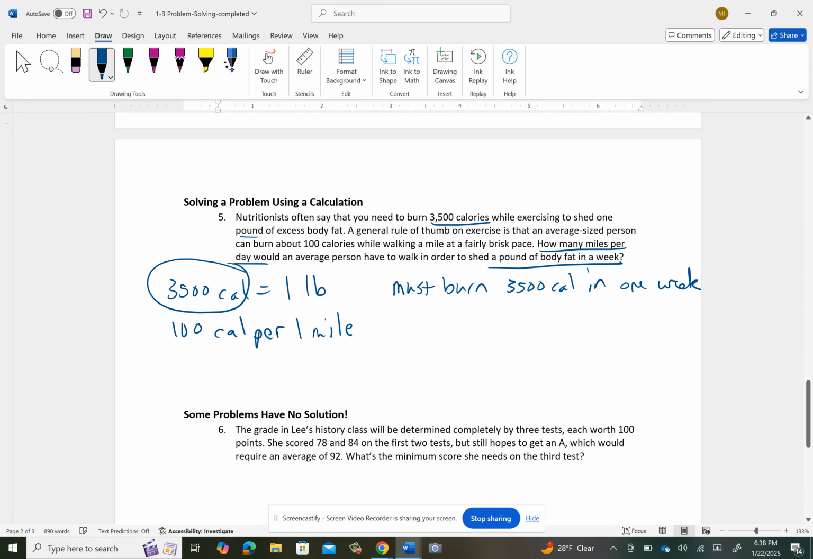Okay. And then it says they can burn 100 calories while walking a mile at a fairly brisk rate. So let me take the 3,500 calories, because I'm trying to lose a pound of body fat in a week, and to lose it I'd have to burn 3,500 calories. And if I divide 3,500 calories by 100 calories per mile, okay, then I'll wind up getting 35 miles.